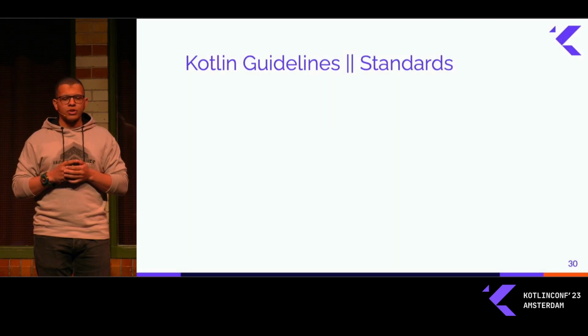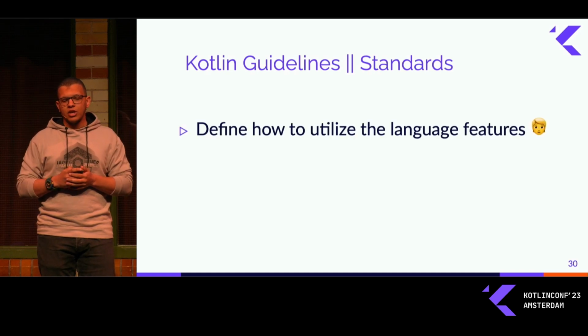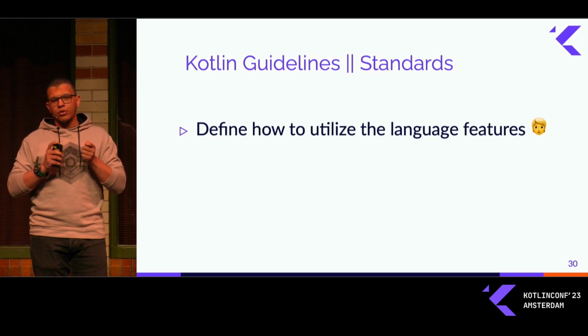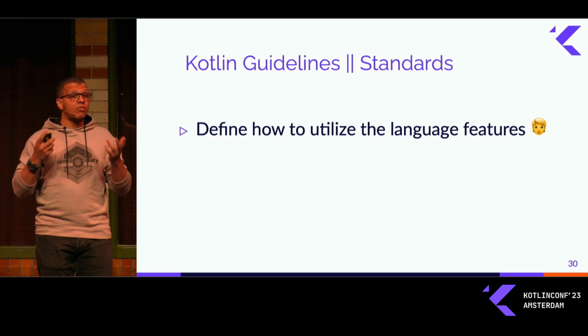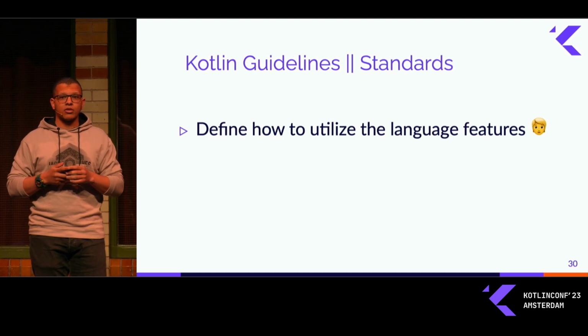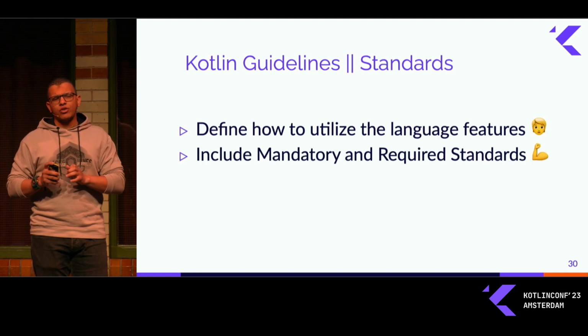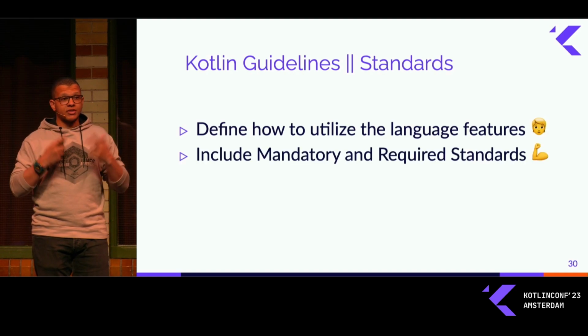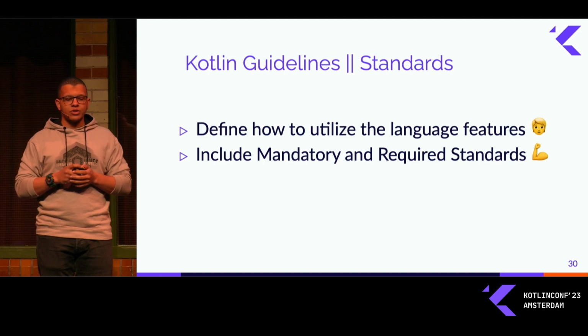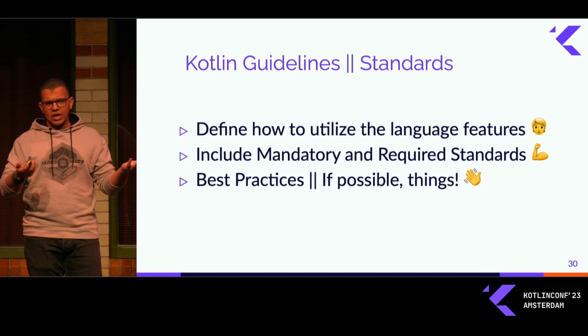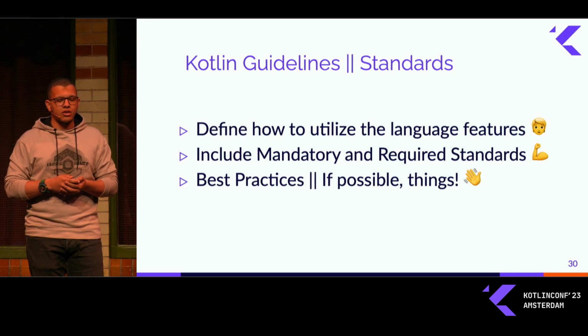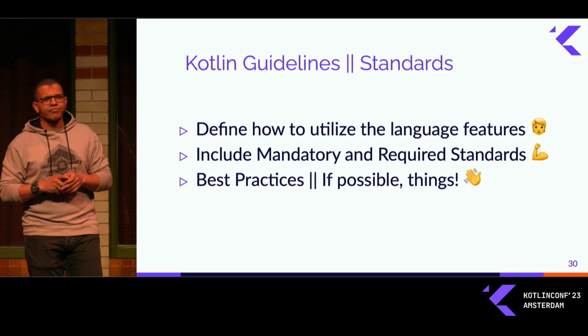So what are you going to put in these standards, in this guideline? You can name it whatever you want. You are going to define how you are going to utilize the language features. Maybe you like something, maybe you don't like something about Kotlin. This is up to the team, of course. You need to include the mandatory stuff and the required standards you always need to have in your code. And of course, you can also include some best practices and, if possible, good things.